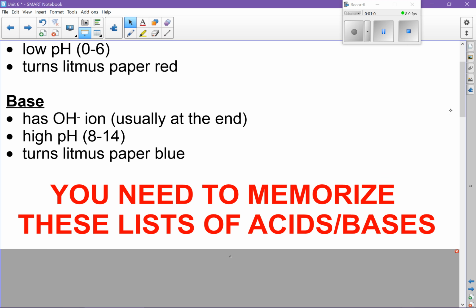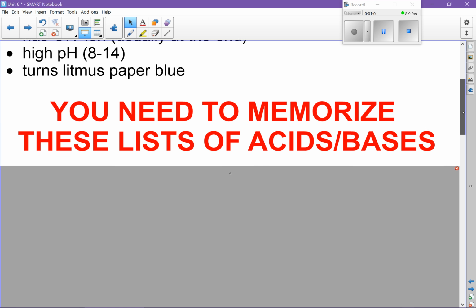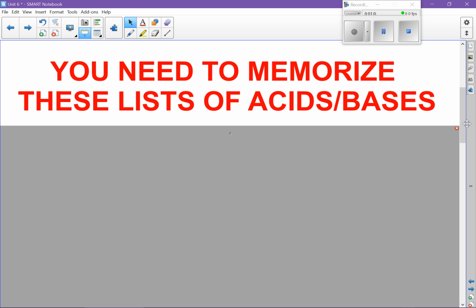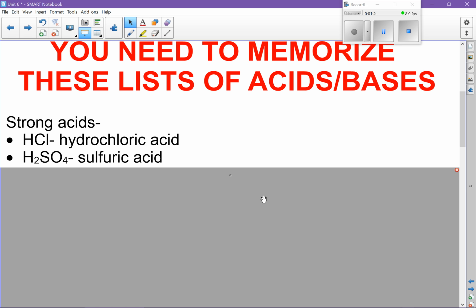So, here's the bad news. You need to memorize the list of acids and bases on your paper. So you need to know their names, you need to know their formulas, you need to know, are they strong acids or weak acids, or strong bases or weak bases. So this might be something you need to make flashcards for, you might need to practice this over and over. I really am serious, you gotta memorize it, I'm sorry. Okay, so let's go through this list.